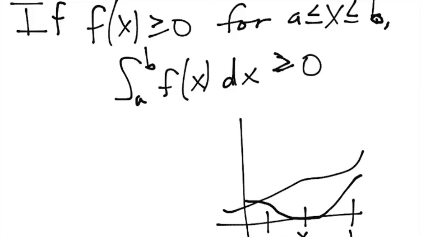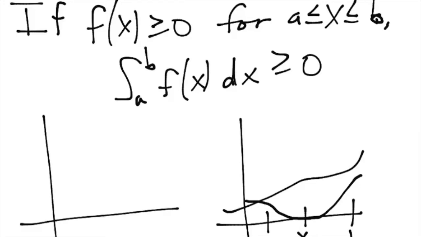Okay. Now, you might say, well, why is it greater than or equal to 0? Why not just greater than 0? Well, think about this example. What if you have a situation where a and b and you just have this straight horizontal line, like let me use a different color, let me use blue here. You just have this straight horizontal line on the x-axis from a to b.